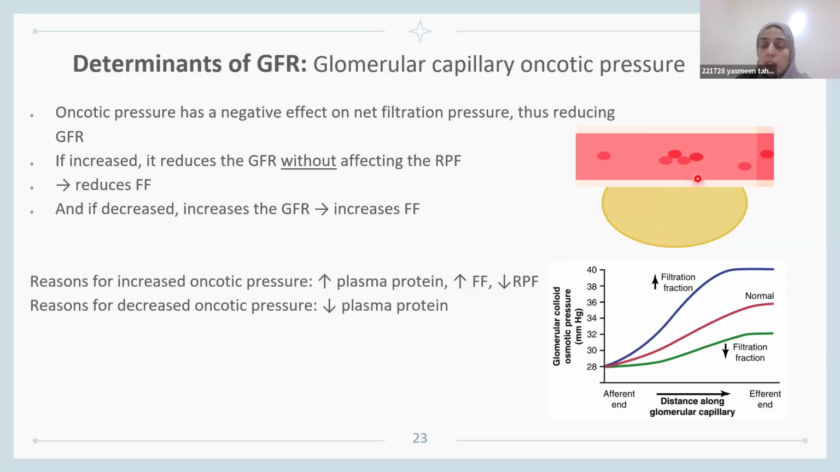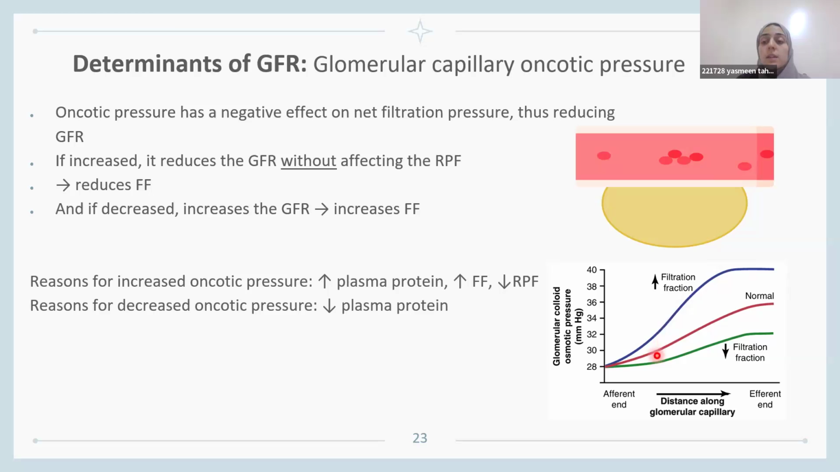But again, protein is staying anyway. Whether we are filtering more or less, protein is not filtered to begin with. Filtering more, you will see an even higher concentration of protein staying, because we are losing more fluid for the same amount of protein. And this is represented here in this line. So again, we are filtering even more, we have a higher filtration fraction. You will see here that along the distance, the oncotic pressure is increasing because we are filtering more fluid, but the proteins are staying.